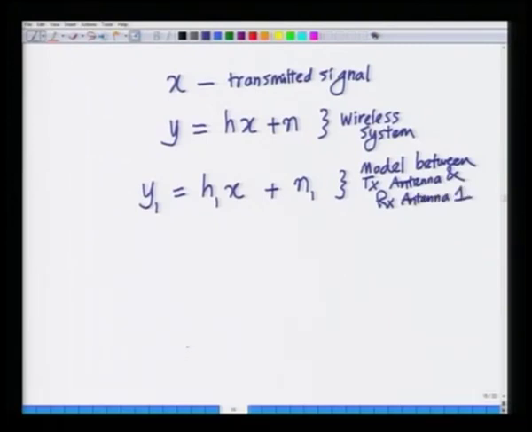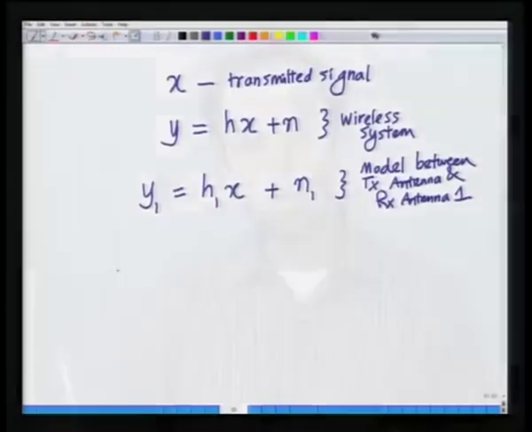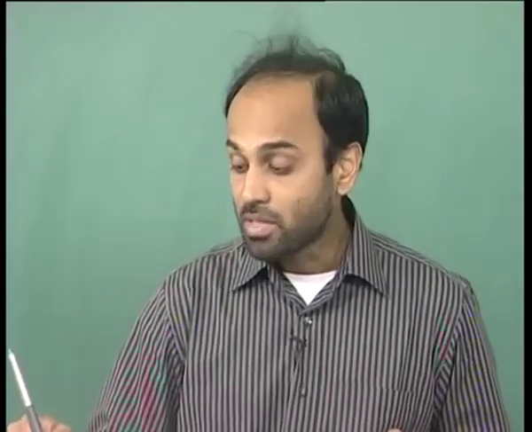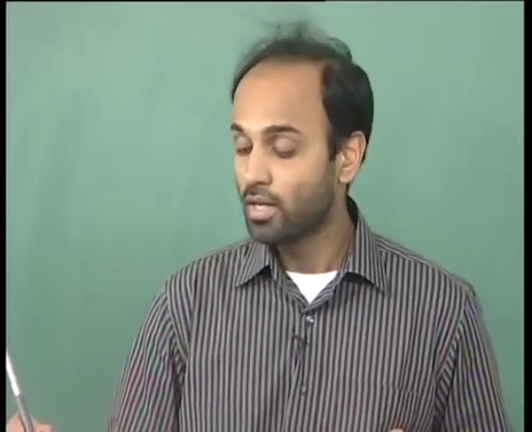All right, what am I saying? I am saying I am receiving a signal at receive antenna 1 that corresponds to the transmitted signal x times the fading coefficient h1 between the transmit antenna and receive antenna 1, plus the noise n1.